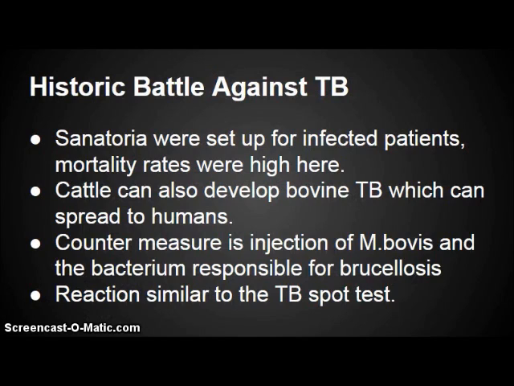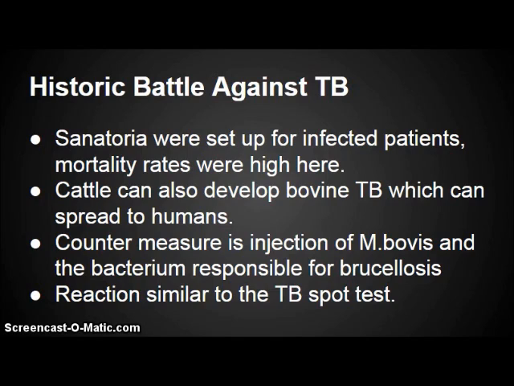Another problematic factor in Ireland came from the farming of cattle. Cattle can develop bovine TB from Mycobacterium bovis. This can then spread to humans. One countermeasure is the injection of M. bovis in the bacteria responsible for brucellosis.